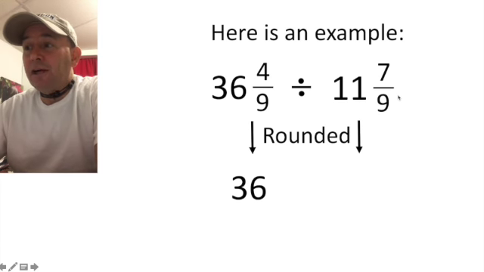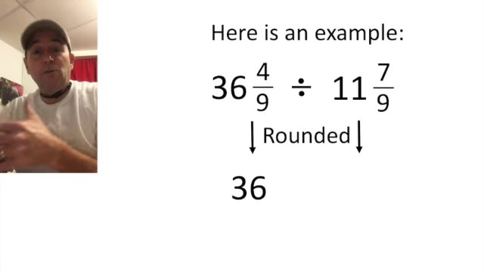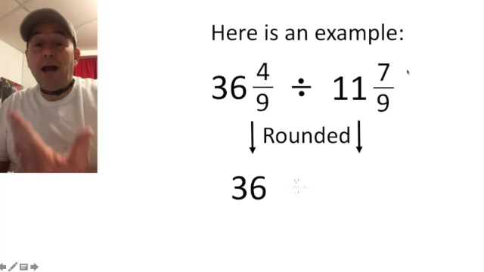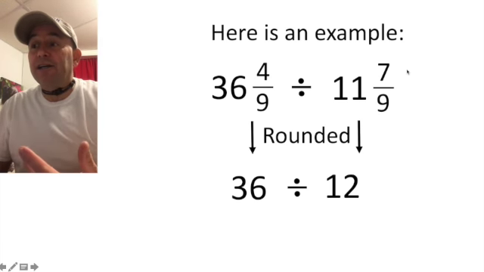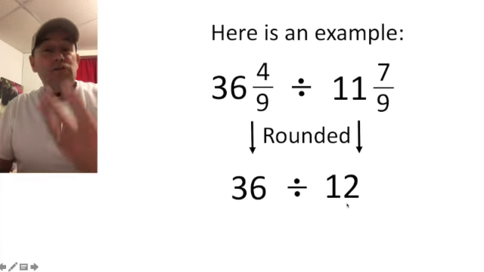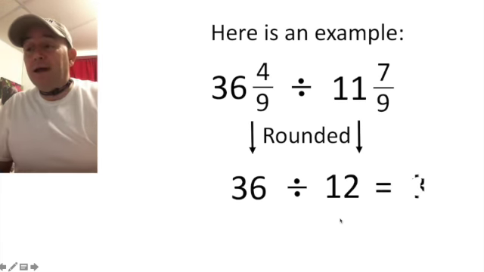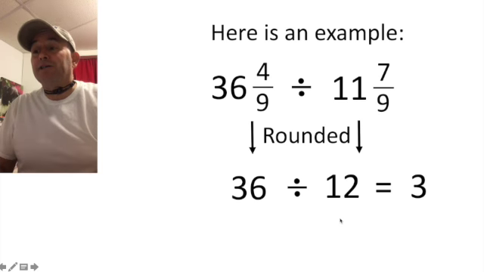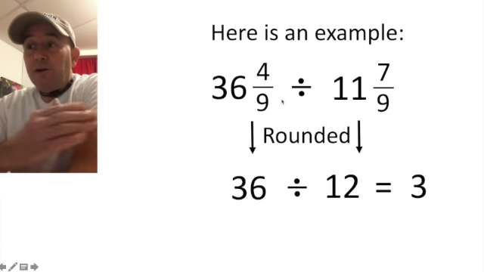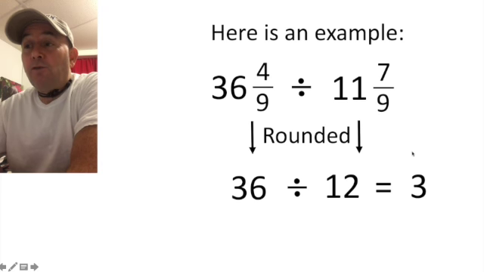Now over here we have 7/9, so they should do what? They should be rounding up because 7 is close to 9. So now we'll have 12. So we have 36 divided by 12. Those are compatible numbers, and 36 divided by 12 is 3. So a good estimate for 36 and 4/9 divided by 11 and 7/9 would be a quotient of 3.